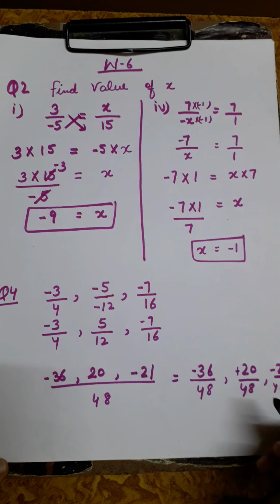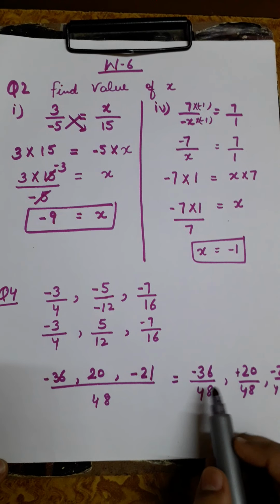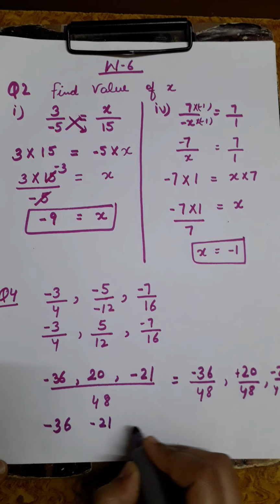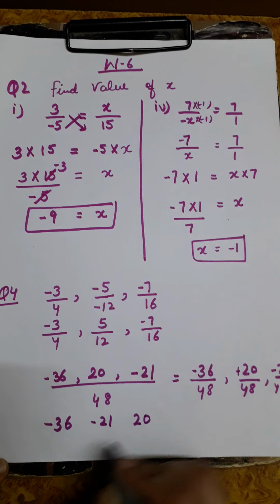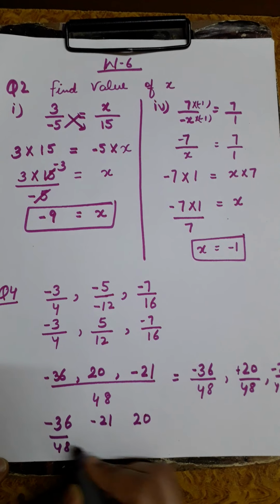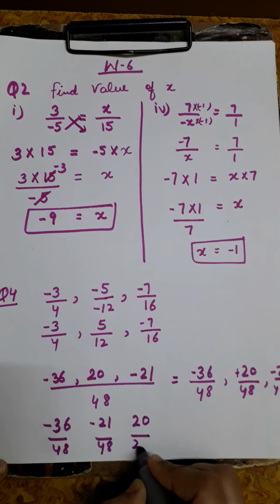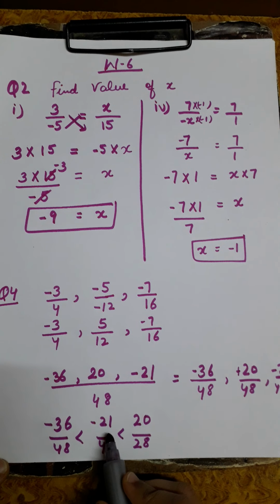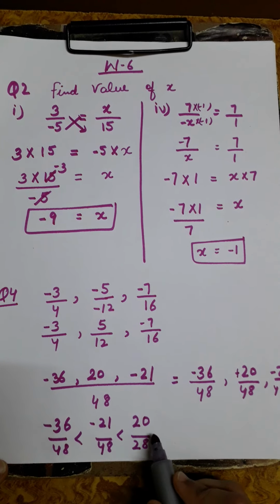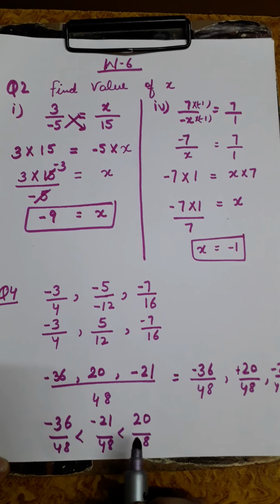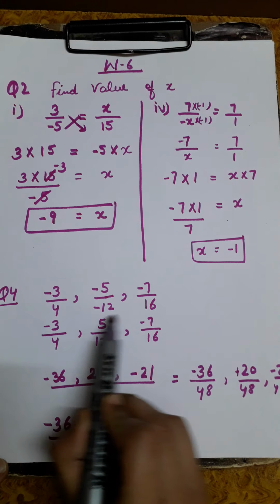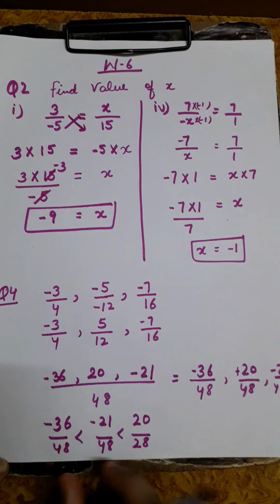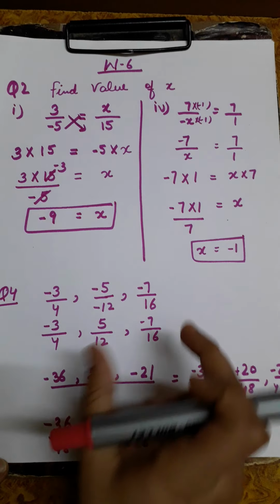Sorry, it is 20 here. So if we see, minus 36 will be smaller than minus 21 and the greatest number will be 20. So minus 36 is less than minus 21 and minus 21 is less than 20. But in the question you were given in this form. So when you write the final answer, you will convert it into the same form.